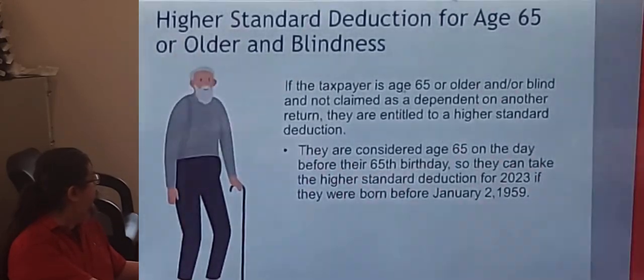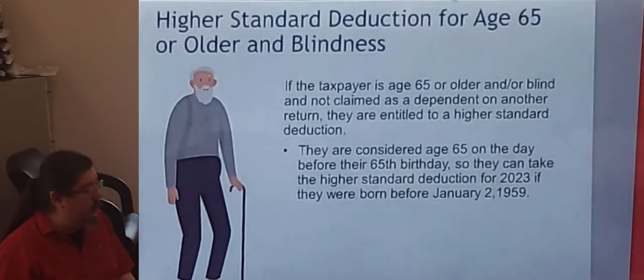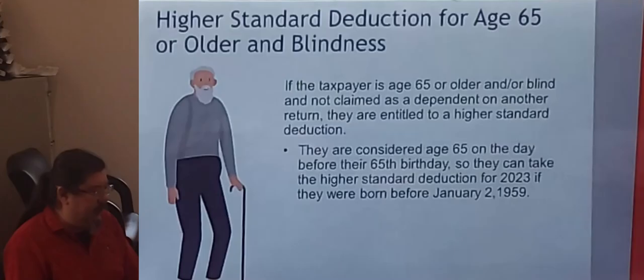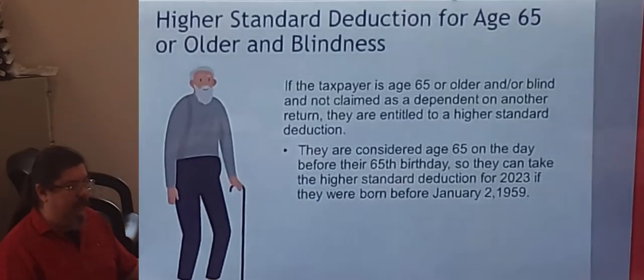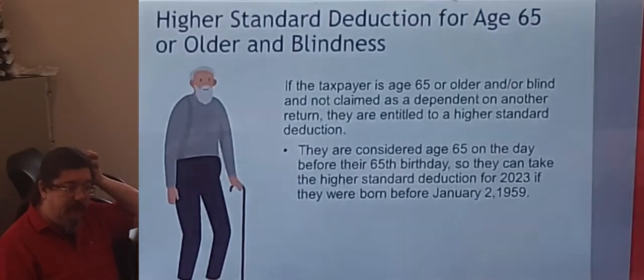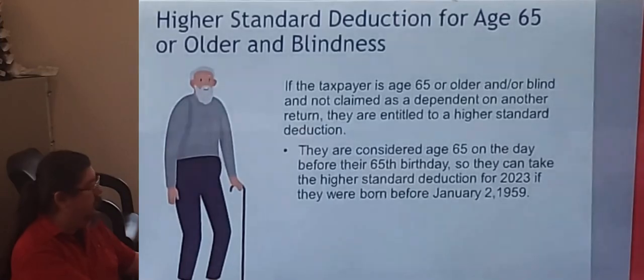If you are age 65 or older or blind, you're entitled to a higher standard deduction. And for some reason, if you turn 65 on January 1st, for tax purposes, you're 65 at the end of the previous year. So that's a special rule for January 1st birthdays. I'm not entirely sure whether that actually makes sense or not, but that's just the rule.